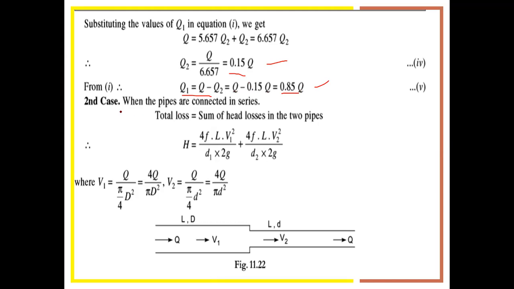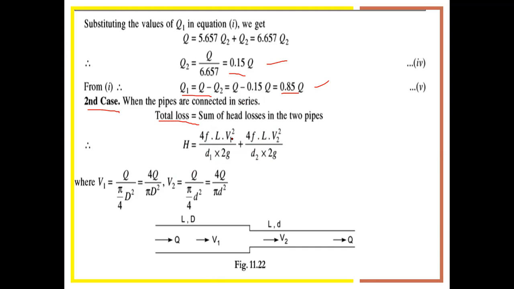That is the first case. Coming to the second case in the question, when the pipes are connected in series, the total loss is equal to the sum of the head loss in the two pipes. Therefore the total loss is equal to the sum of the head losses. Therefore H is equal to the sum, 4F into L into V1 square by D1 into 2G plus 4F into L into V2 square by D2 into 2G. Okay?